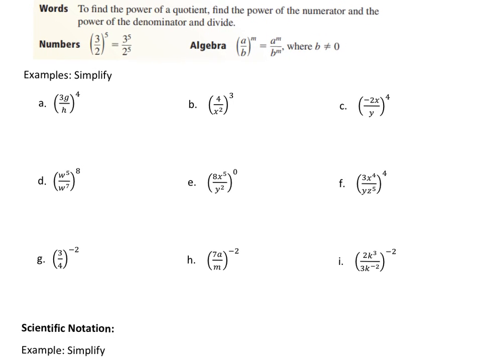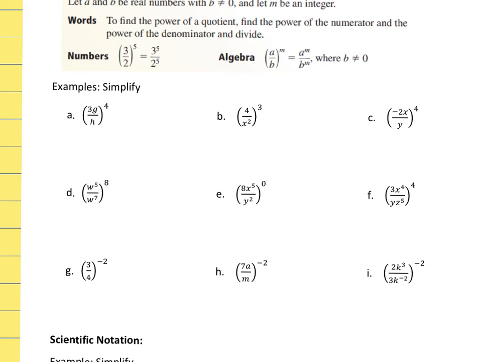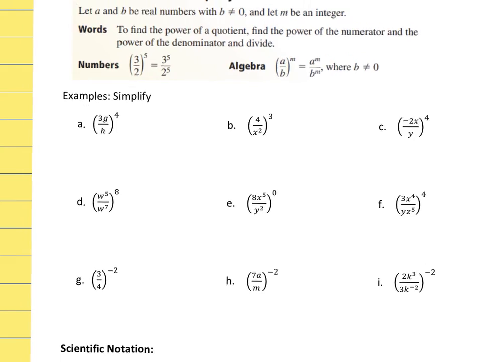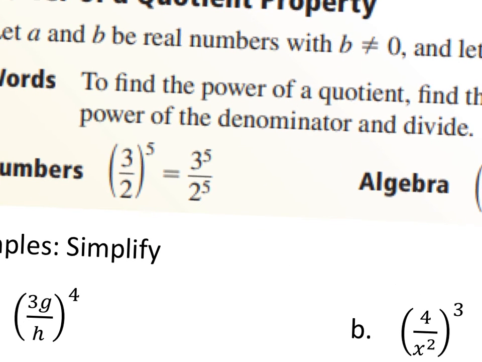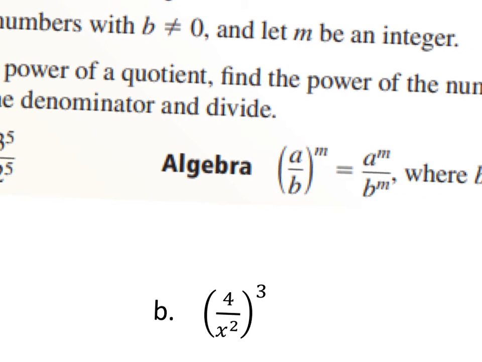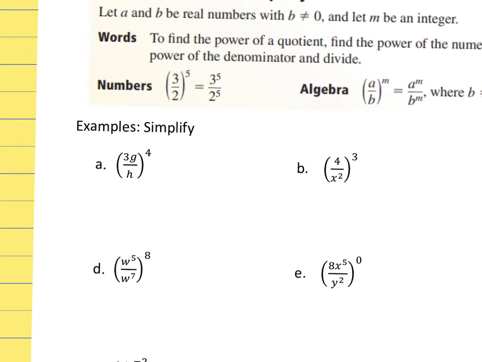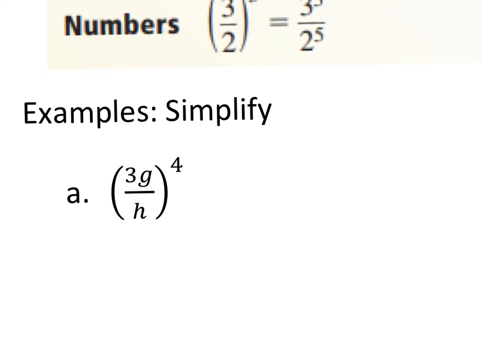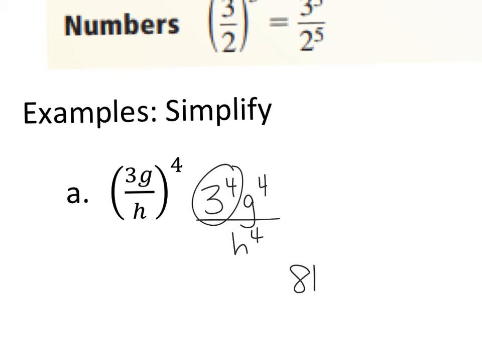Okay, so sometimes you have parentheses or you have an exponent on the outside, and you need to take each of these to that power. You need to distribute. So this one I'm going to distribute. This is going to be 3 to the 4th, g to the 4th over h to the 4th. So 3 to the 4th is 3 times 3 times 3 times 3. So that's 81 g to the 4th over h to the 4th.